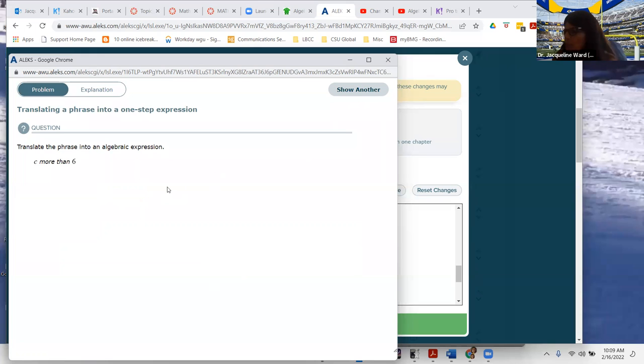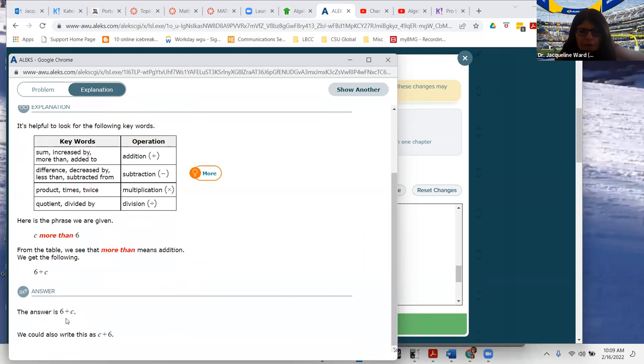All right, how about this? C more than 6. Yep, C more than 6, you're adding C to the 6.